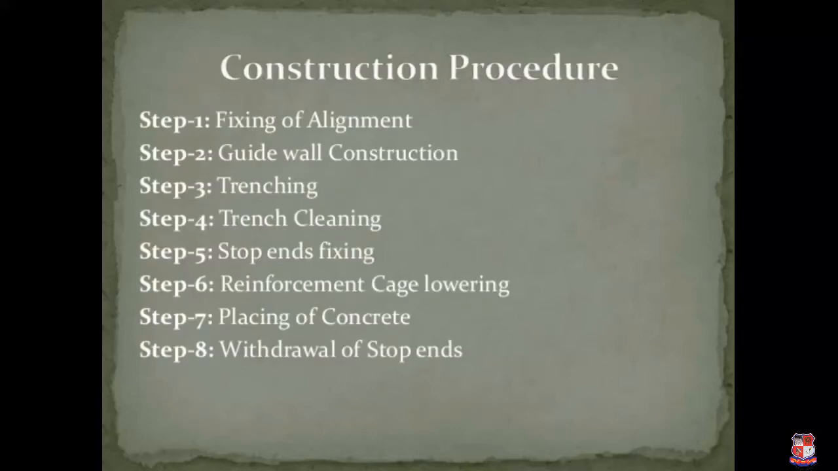Now, construction procedure of the diaphragm wall. It is divided into 8 steps. The first one is fixing of alignment, then guide wall construction, then trenching, then trench cleaning, then stop end fixing, then reinforcement cage lowering, then placing of concrete, then withdrawal of stop ends.